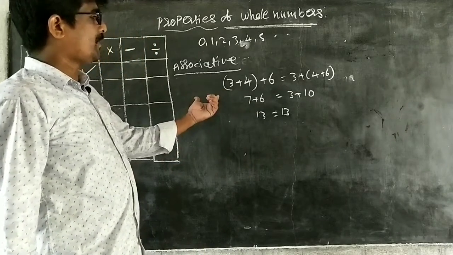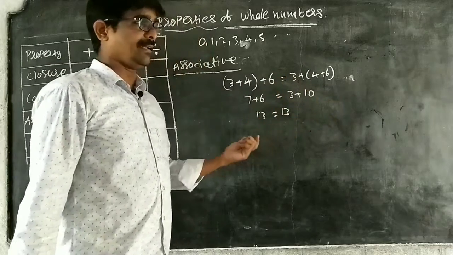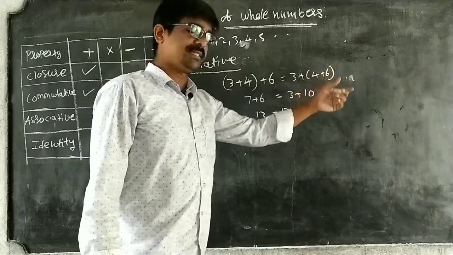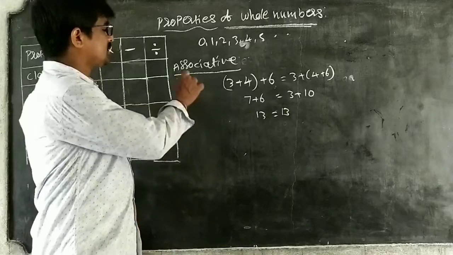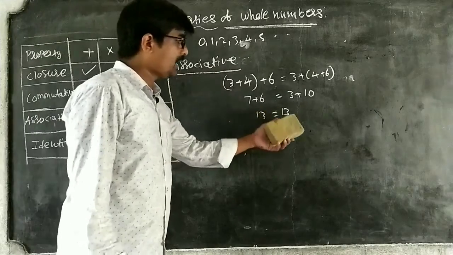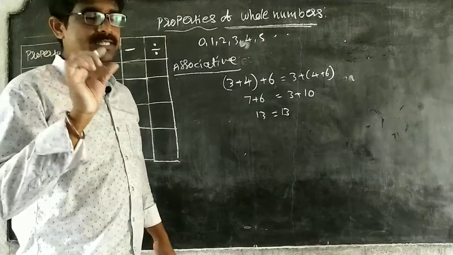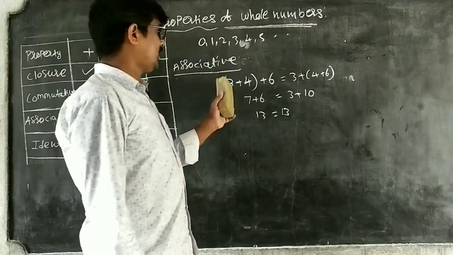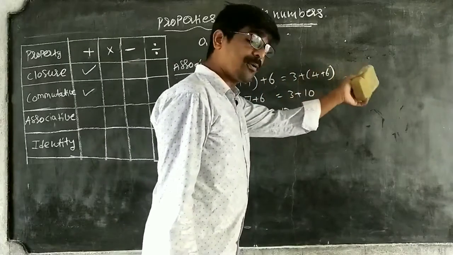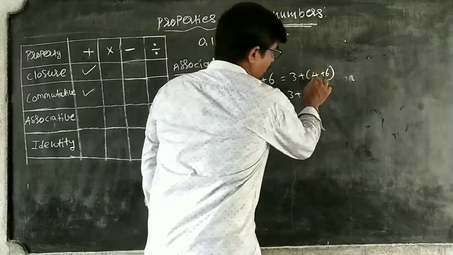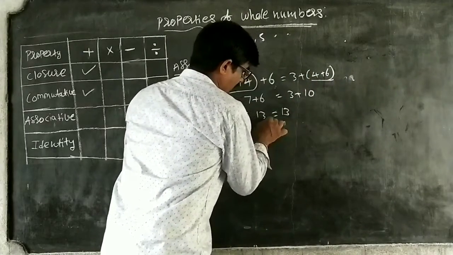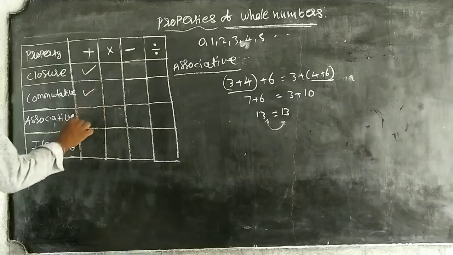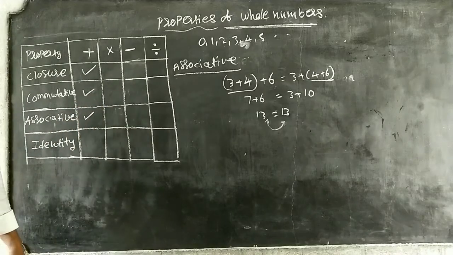Therefore, associative property means if I add any three numbers and the grouping changes, that is a plus b plus c is equal to a plus b plus c with different grouping, the results are equal. This is the associative property. If both are equal, then it is satisfied. Understand? First add these two, then add the other two, but the total result should be equal. Then it is called the associative property. So whole numbers satisfy the associative property.